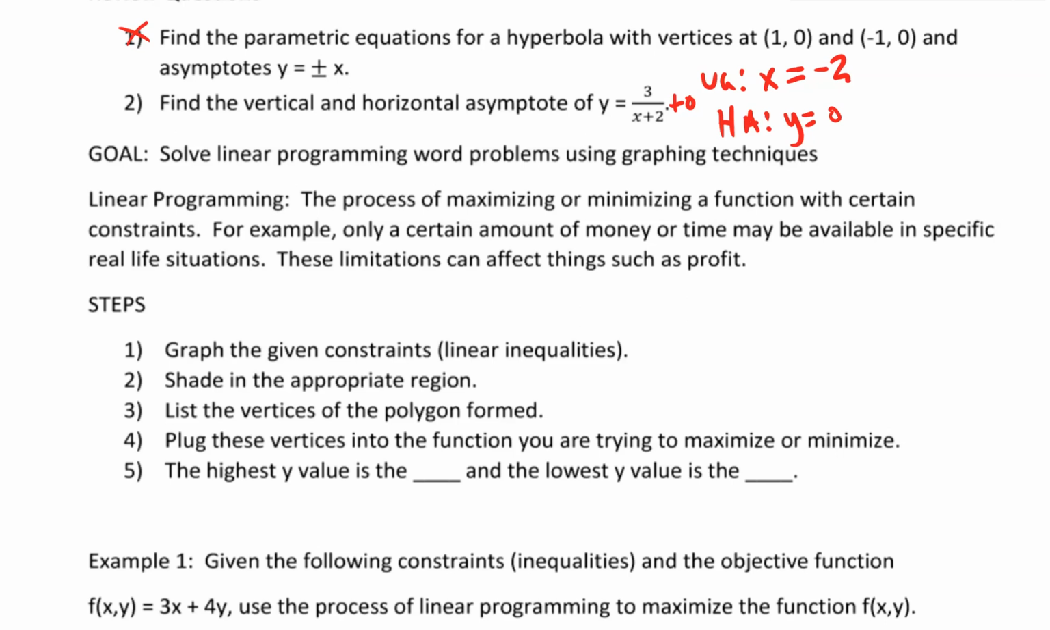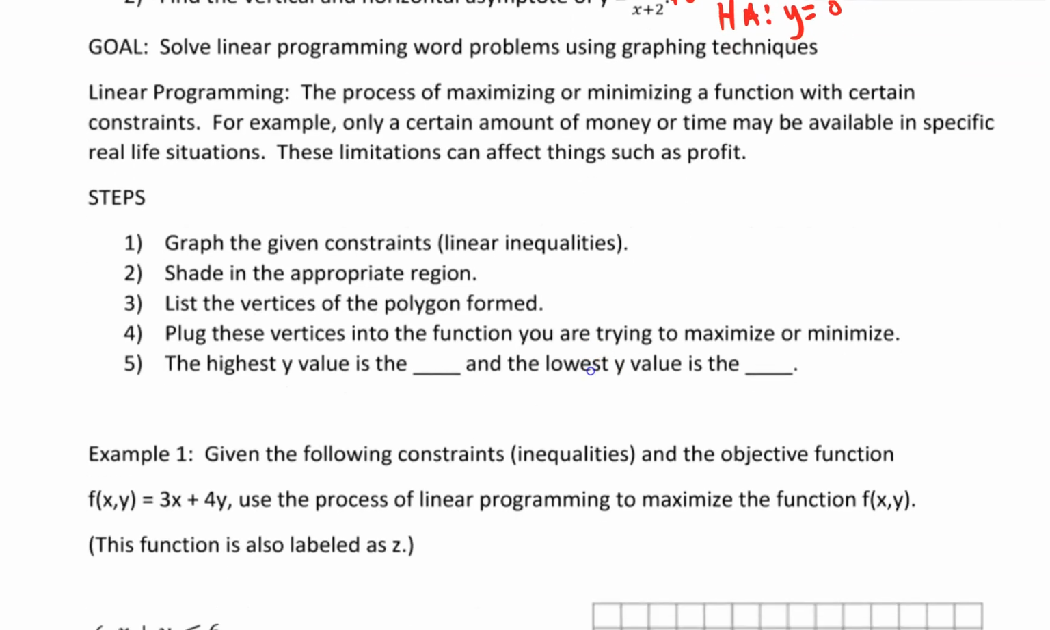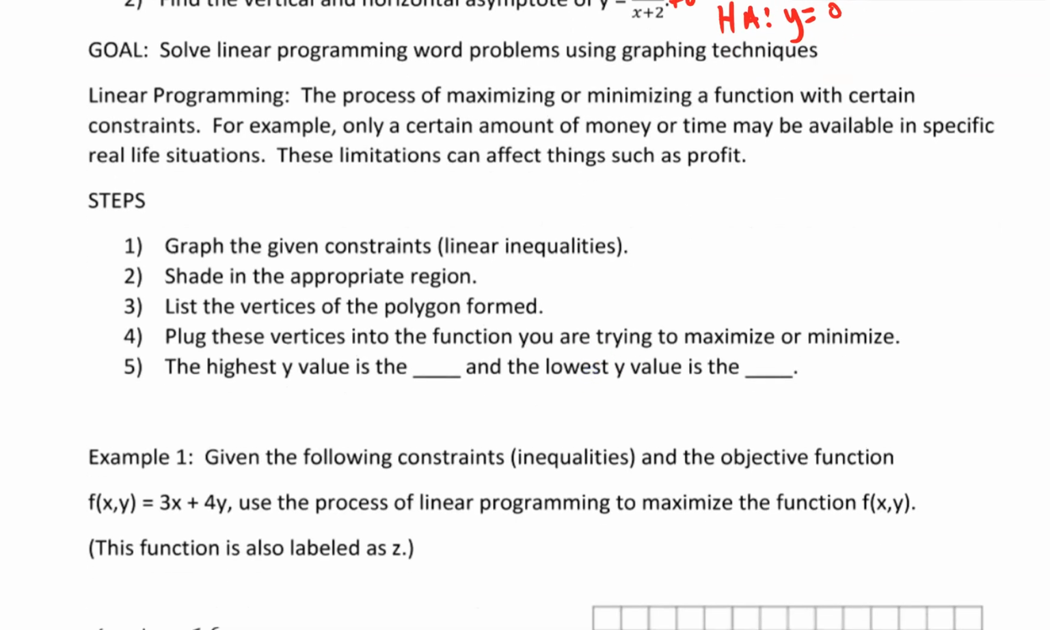Today, what we're going to talk about is solving linear programming word problems using graphing techniques. Linear programming is the process of maximizing or minimizing a function with certain constraints. For example, only a certain amount of money or time may be available in specific real-life situations. These limitations can affect things such as profits.